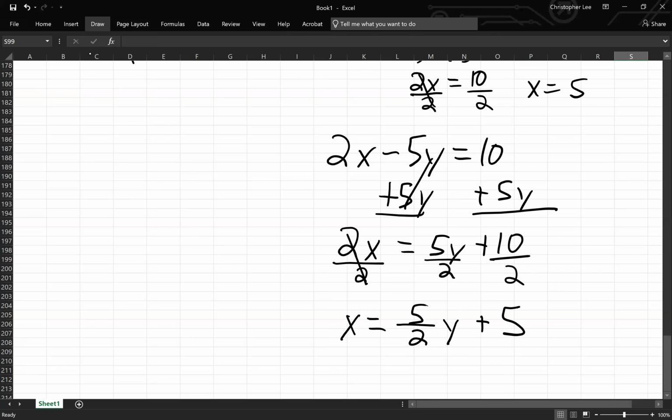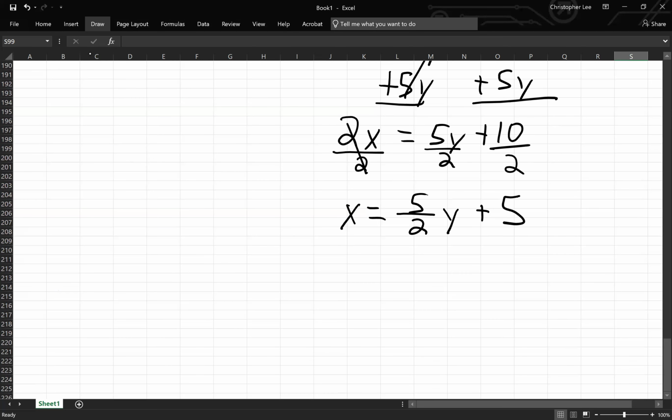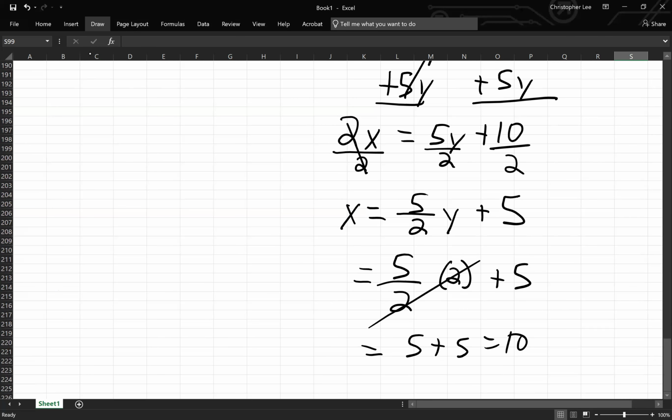Give me a number for y. 4. Y'all making it real hard. 2. Thank you. Why'd you pick 2? Okay. I picked 2 because 2 is in the denominator. And what happens when I plug in 2? The 2's cancel. We don't like fractions. So 5 plus 5 is 10. And that's it.